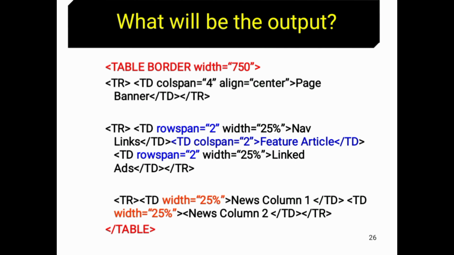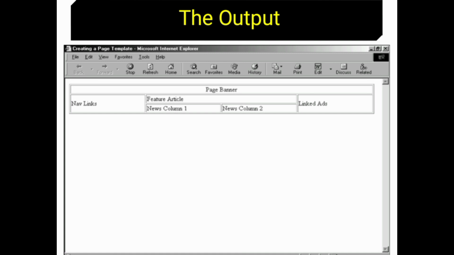Then what will be the output of this program? Here we mentioned the table border width is 750. Then col span equal to 4, the alignment is center. Then row span equal to 2, the width is 25%. Then this is the sample output for the previous program.